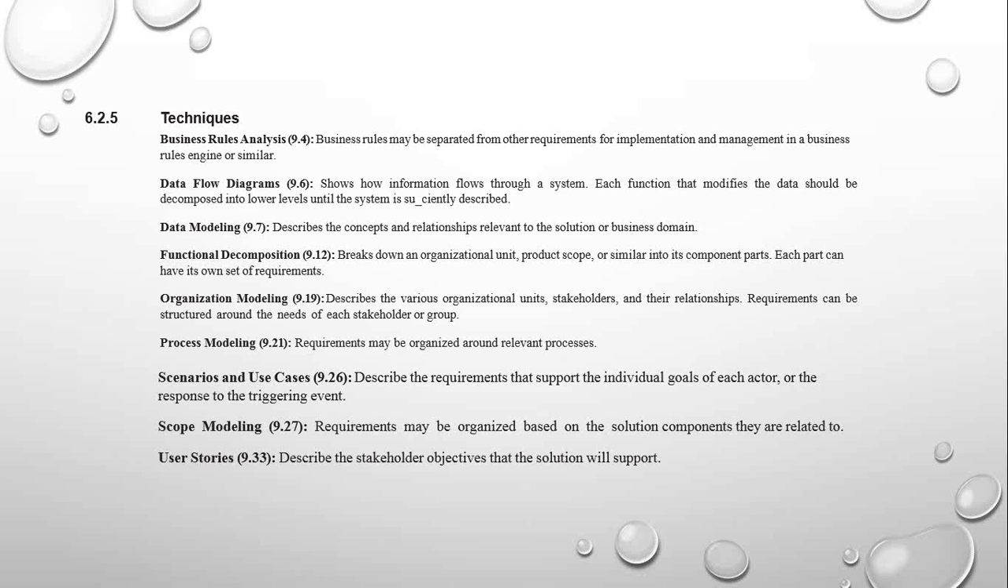Then you have the user stories. User stories are nothing but, in Agile or Scrum, the requirement is called a user story. As it says, it describes the stakeholder objective that the solution will support. So again, the objective is what? Your requirement. That's what we are trying to achieve.